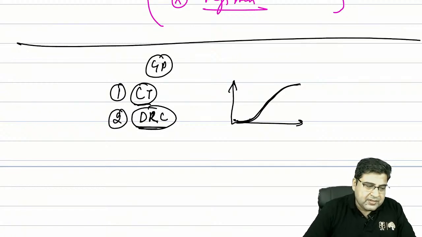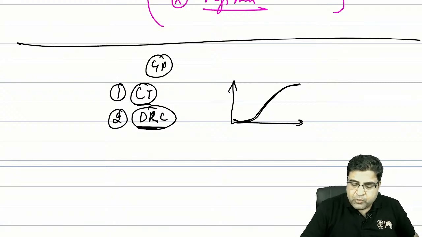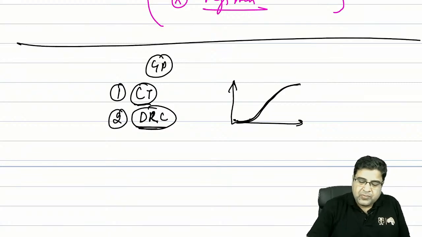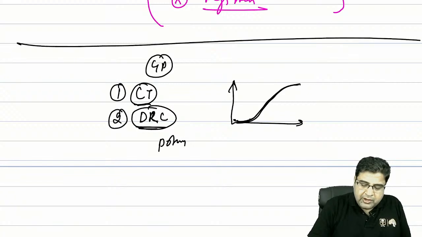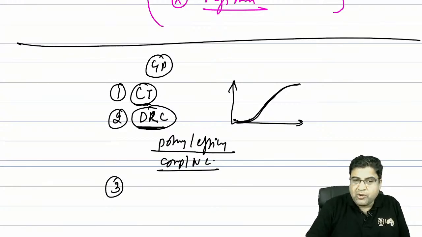So dose response curve: how to find out the competitive and non-competitive blocker, which drug is more potent, which drug is more efficacious. So DRC will give you the knowledge about the drug potency, drug efficacy. This will also tell you about the competitive and the non-competitive blocker. So DRC is important, clinical trials are important.